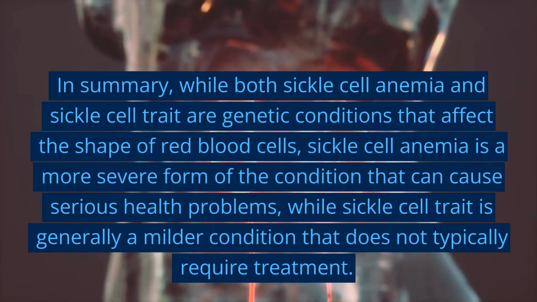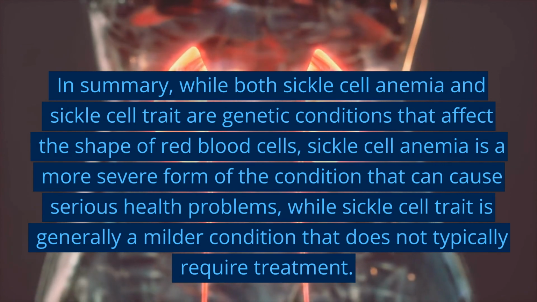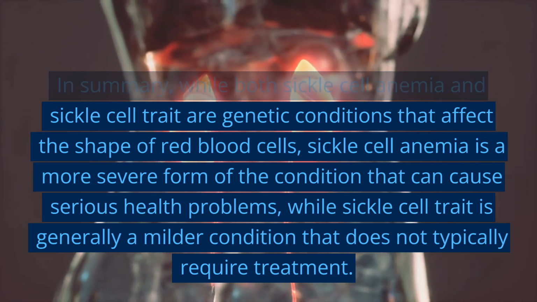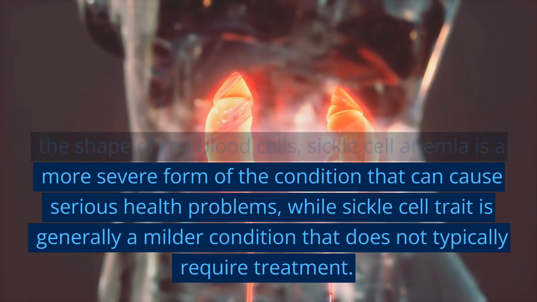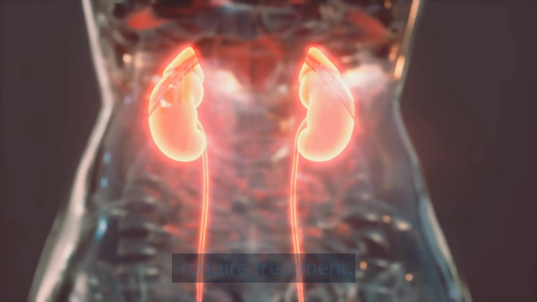In summary, while both sickle cell anemia and sickle cell trait are genetic conditions that affect the shape of red blood cells, sickle cell anemia is a more severe form of the condition that can cause serious health problems, while sickle cell trait is generally a milder condition that does not typically require treatment.